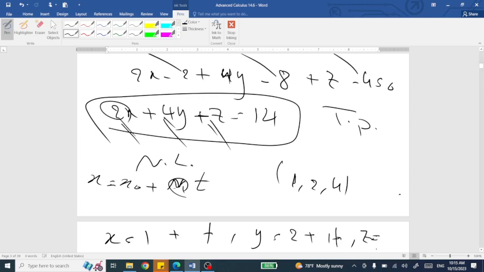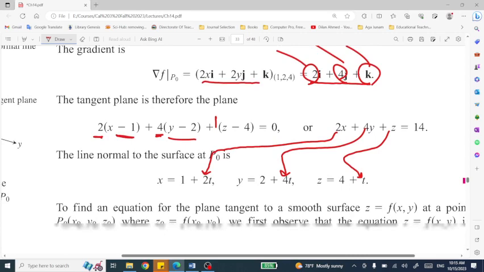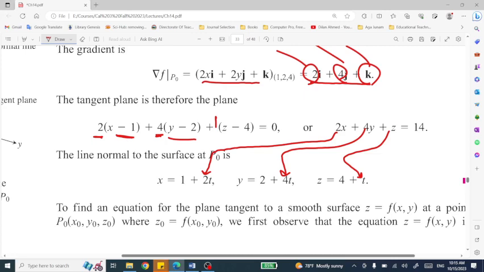z equal to 1 plus 4t. Okay. Any question? Everything is clear, dears?